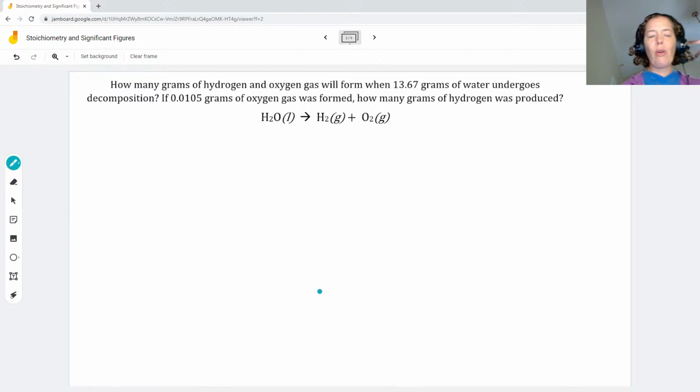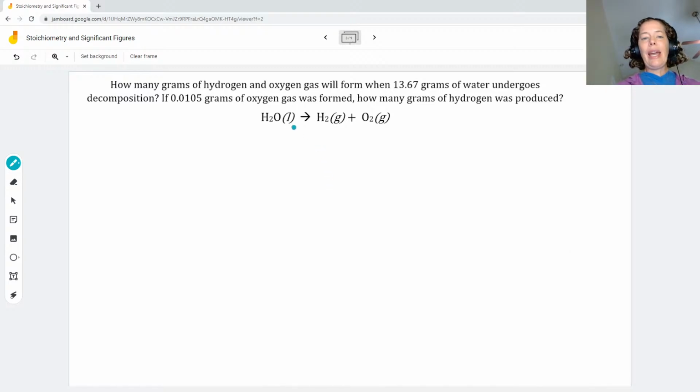Okay, so let's read through the problem. How many grams of hydrogen and oxygen gas will form when 13.67 grams of water undergoes decomposition? And then if 0.0105 grams of oxygen gas was formed, how many grams of hydrogen was produced? Again, we've got a multi-part question. We'll deal with the first part of the question first and the second part of the question later.